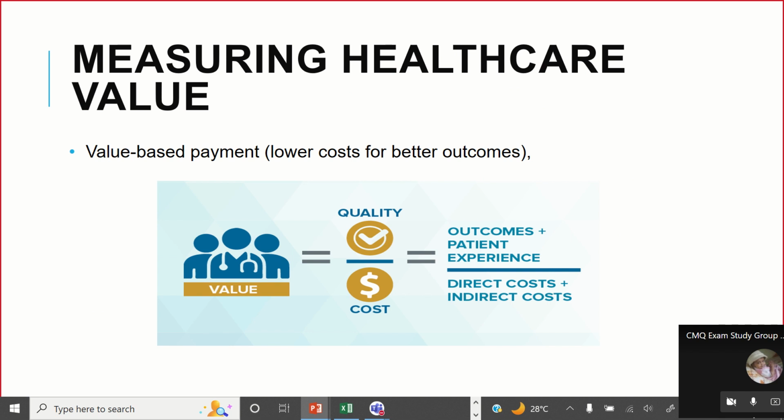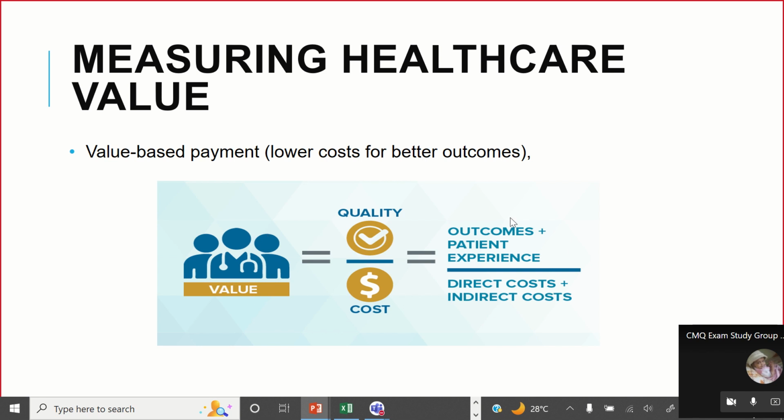Next, we're talking about measuring healthcare value. And here we've already touched on it, value-based payment, lower cost for better outcomes. So the definition of value in healthcare is quality over cost. This is the simple definition of value. So if you improve quality, you're improving value for the patients. And if you reduce cost, you're also increasing value for the patient.